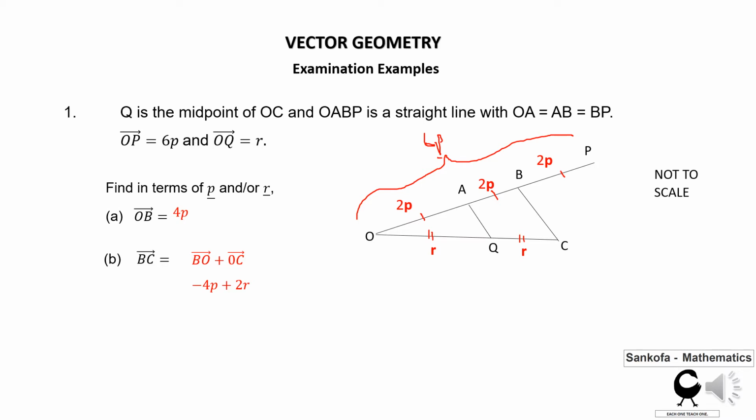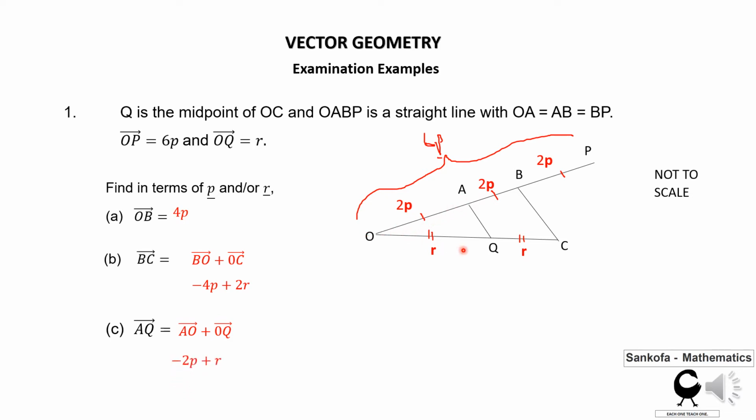For the third one, they want us to find the distance from A to Q. So when you go from A to Q, you go AO plus OQ. When you go AO, you are going against, so minus 2p, so AQ is minus 2p plus r.